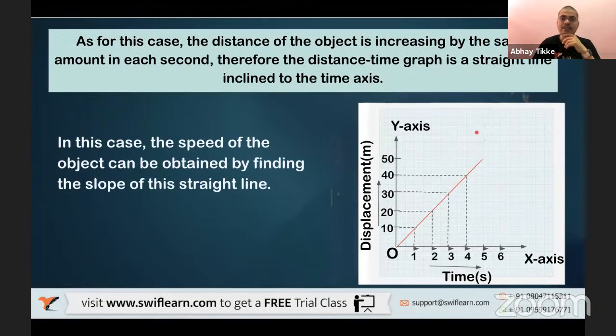As for this case, the distance of the object is increasing by the same amount in each second. Therefore, the distance time graph is a straight line inclined to the time axis. Right? देखो यहाँ पर change constant हो रहा है, जिस मैंने आपको पहले बताया. Right? Here also change is constant. Right? The speed of the object can be obtained by finding the slope of this straight line. So how do you find out speed? That is by finding out the slope.